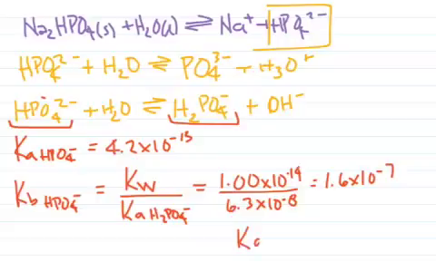So looking at the Ka and the Kb, I can see that my Kb is bigger than my Ka. So that means HPO4 2 minus is a stronger base than an acid. So that means Na2HPO4 is more likely basic.